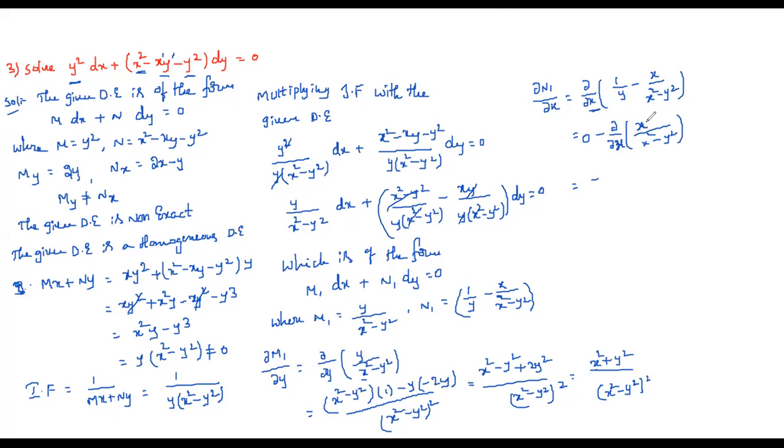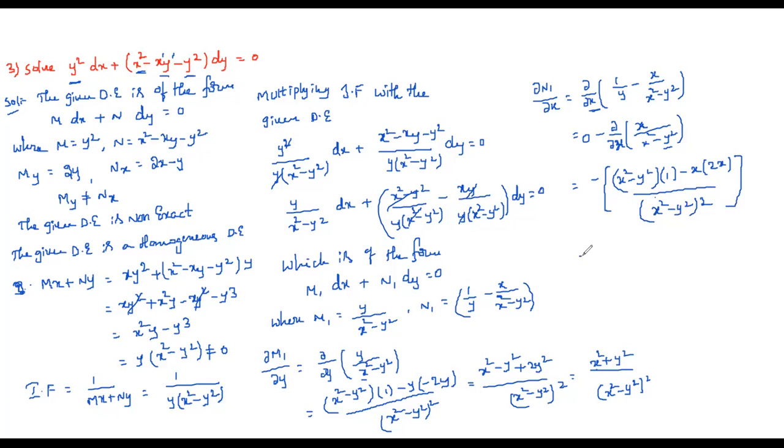So if you observe that in the numerator we have the function x, and in the denominator also the function has x. So for that again you need to apply the UV rule. Simply you can apply VU dash: x square minus y square into the derivative of x, which is 1, minus x into the derivative of x square minus y square, which is 2x, and y square is a constant, so 0, all by (x square minus y square) whole square.